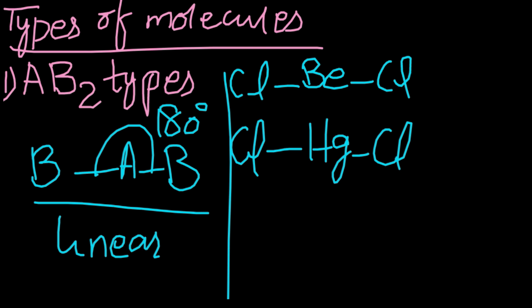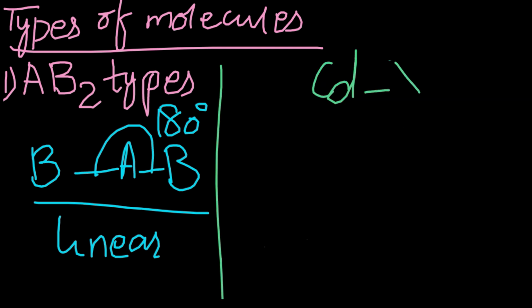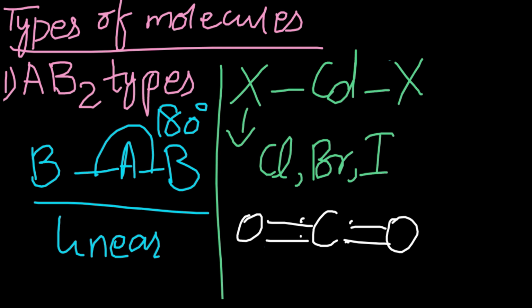Other molecules are beryllium bromide, beryllium iodide, cadmium halides. This X can be chlorine, bromine, iodine. Another molecule which is AB2 type is carbon dioxide. As carbon has 4 electrons in its valence shell, and oxygen can make 2 bonds, this results in linear geometry and an angle of 180 degrees.